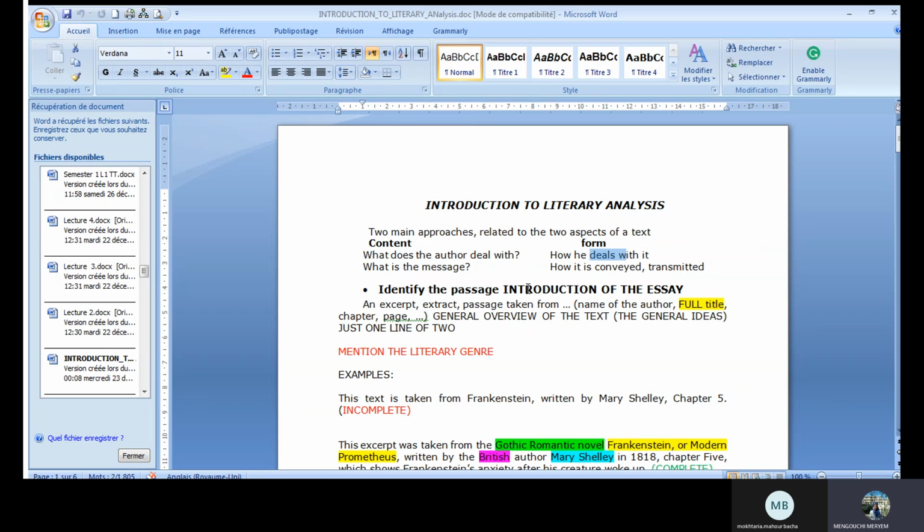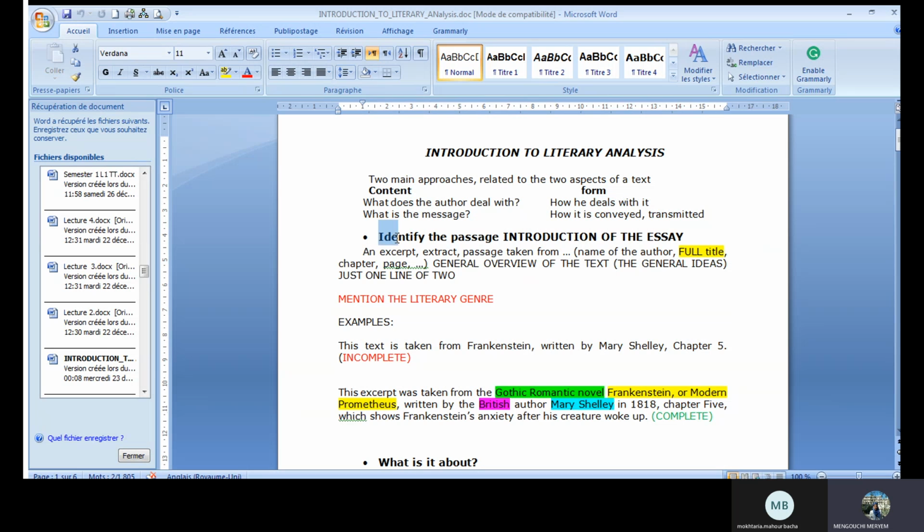Okay, so the first step in a literary analysis, whether you are asked for it or not, you should always do it. The literary analysis should be done in the form of an essay. Okay, you should know you should be writing an essay. So whether you are asked for it or not, always begin your essay with the identification of the passage. Actually, the identification of the passage is the introduction of your essay. Okay? You should always start by identifying the passage. What do I mean by identifying the passage?